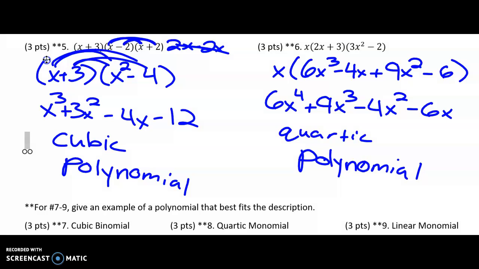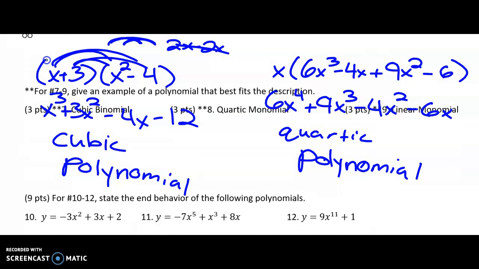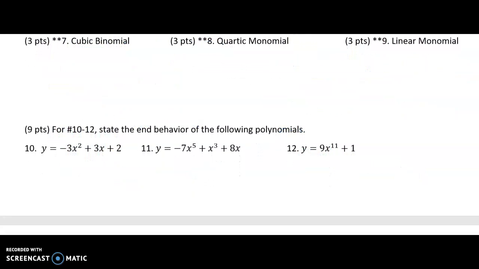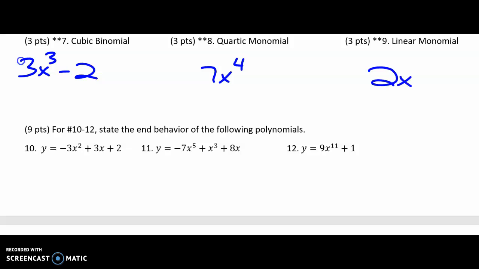All right, next section, okay? I'll give an example. This is still multiple choice, right? So you'll have to look at the examples and pick the correct one. Cubic binomial, the important thing is that it has an x cubed, okay, and there's 2 terms, okay? That's the important part of that. Quartic monomial. Quartic means it has to have an x to the 4th power in there, okay? And monomial means 1 term. Linear monomial, again, x to the 1st power and only 1 term, okay?